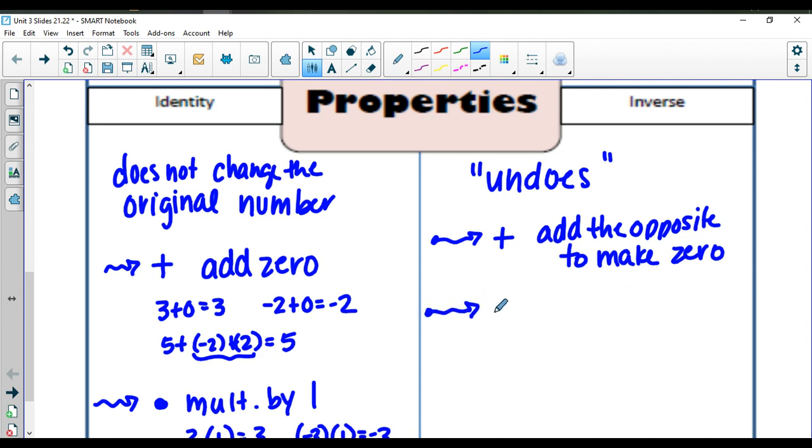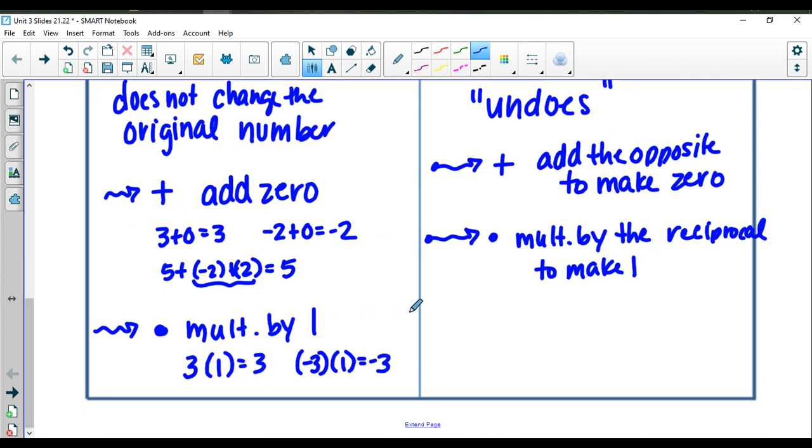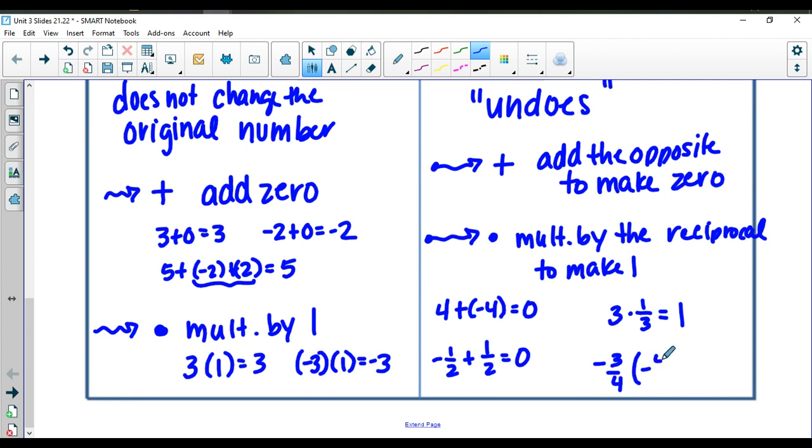In multiplication here, we are going to multiply by the reciprocal. And multiplying by the reciprocal will actually help us to make 1. So addition examples, if we have 4 plus a negative 4, it's going to give us 0. Or if we had negative 1/2 and we added 1/2, that's going to give us 0. For the multiplication, 3, we're going to multiply by the reciprocal, which is going to be 1/3, and that's going to give us 1. If I had the fraction negative 3/4, I could multiply by negative 4/3.